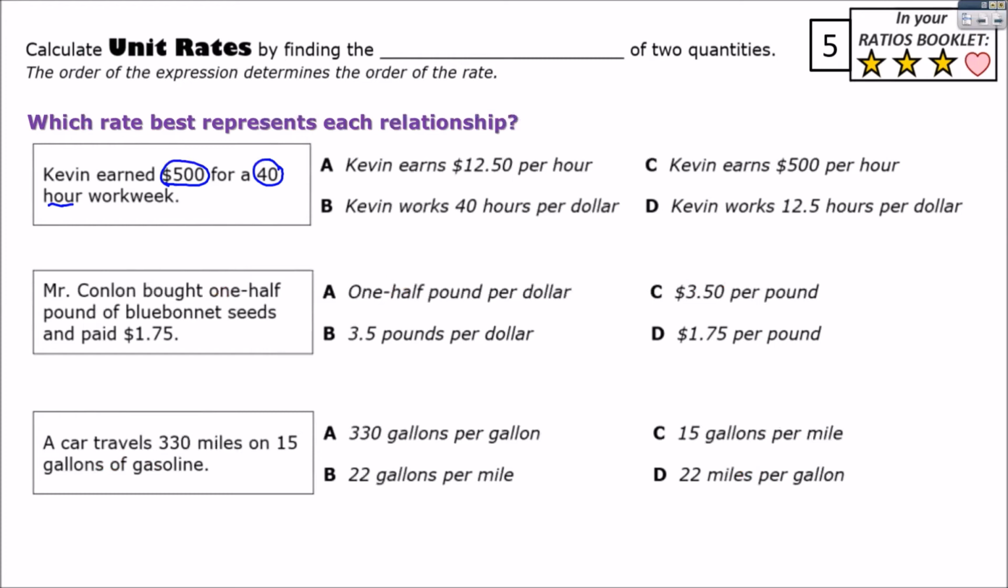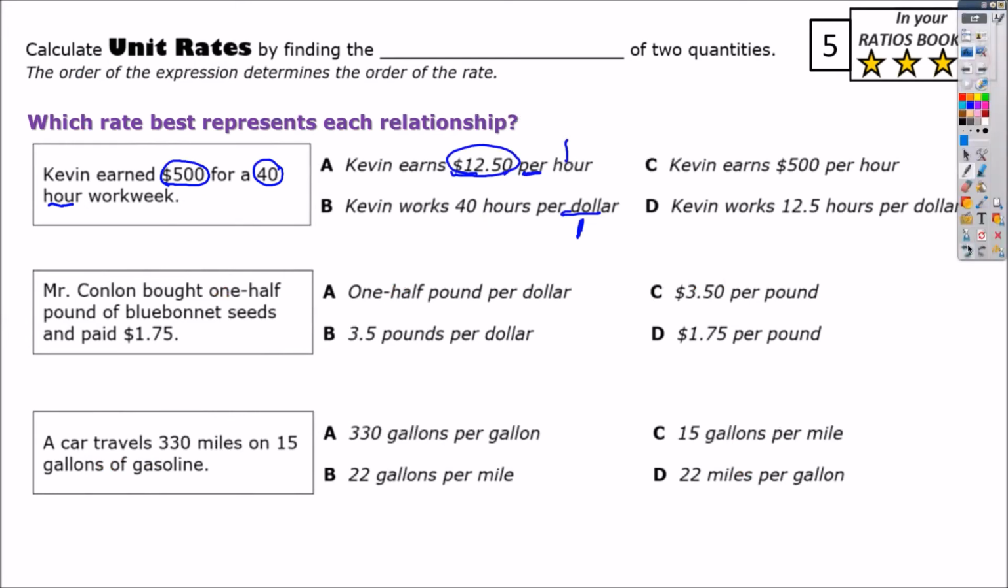I'm going to jump to A. Is the money more than the hour? Remember, per means for 1. So is the money more than the hour? Yes, that looks good. B, where's the money? 1. Is the money more than the hour? No, it's not. So that one's wrong.